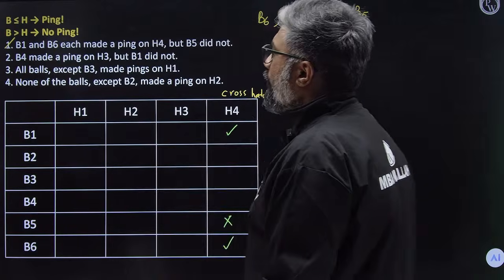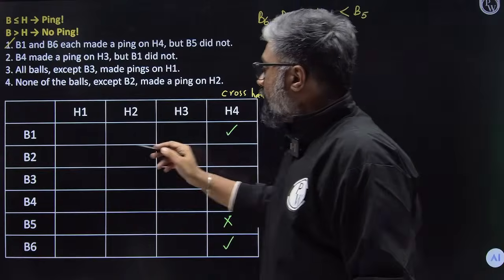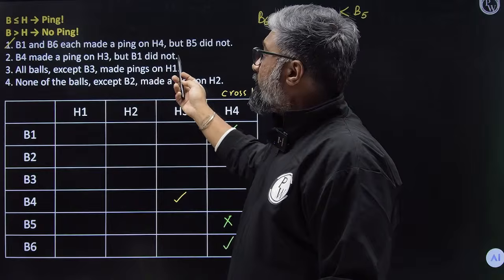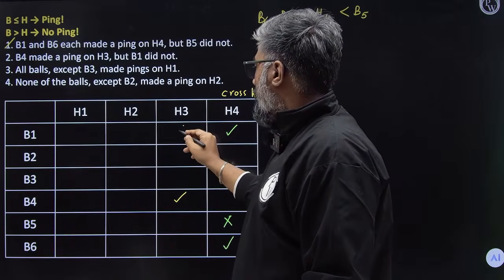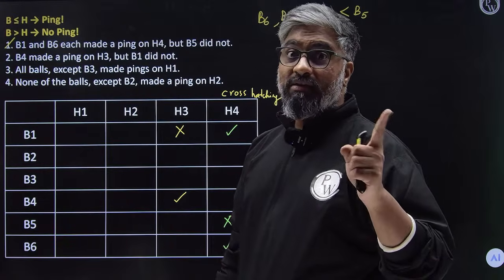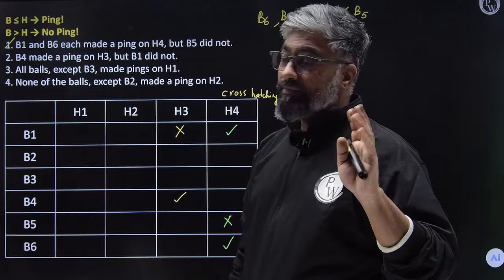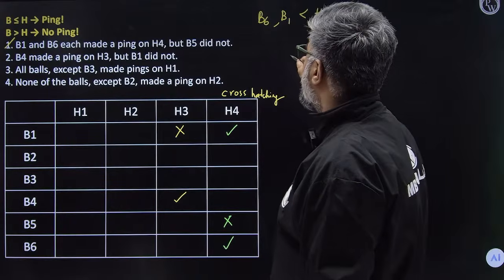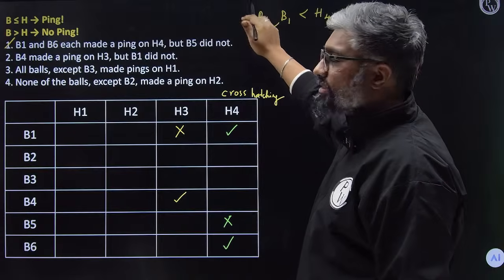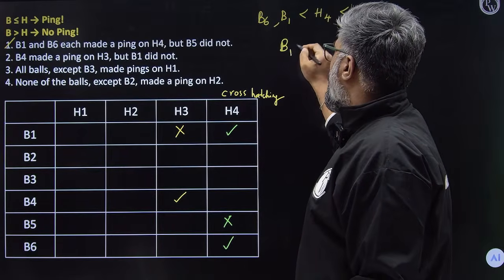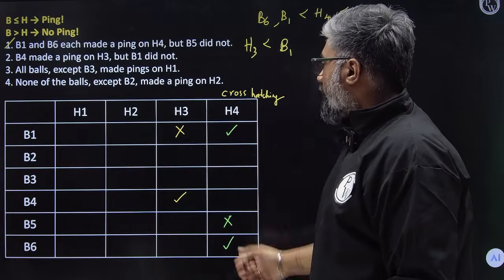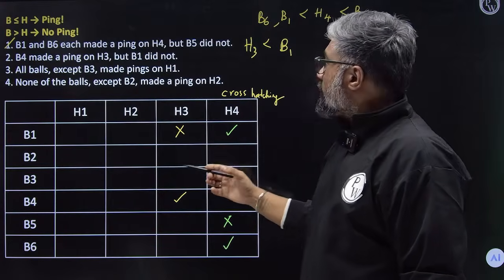Next, B4 made a ping on H3. So B4 on H3 made a ping, but B1 did not. B1 did not. What does it mean? B1 has to be bigger than H3. Yes, B1 has to be bigger than H3, correct? So B6 for now, it's a little tricky. We'll keep B6 aside. So B1 has to be bigger than H3, correct? Only then there won't be a ping sound.